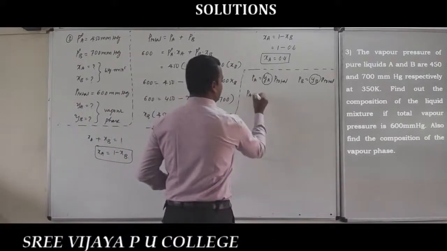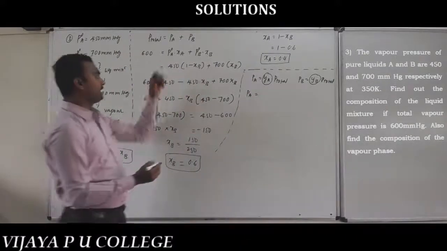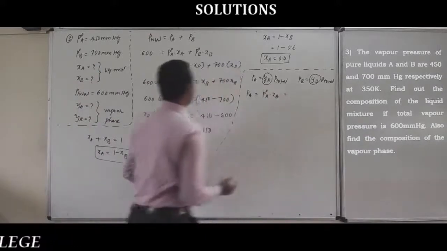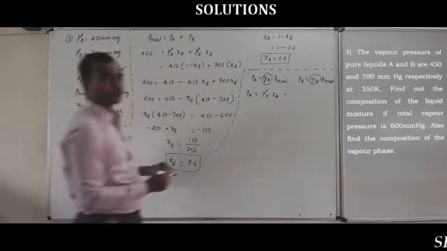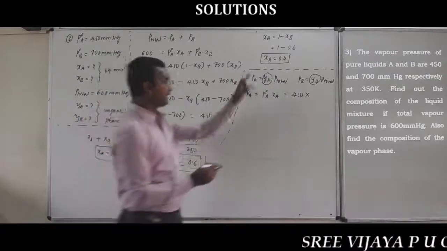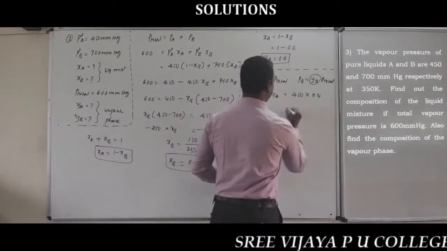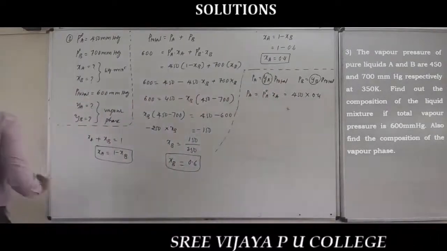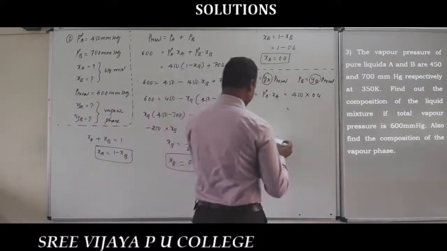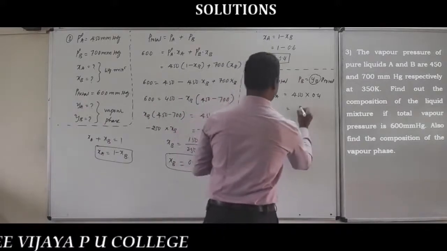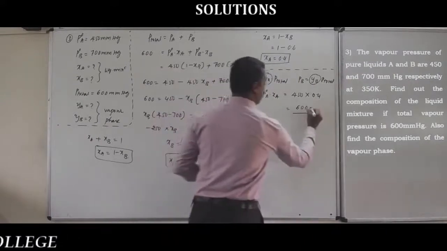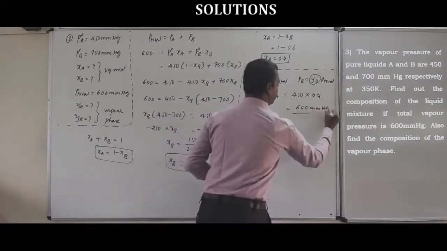So PA is equal to P0A into XA. What is the value of P0A? P0A is given, that is 450 mm mercury, and XA we calculated, XA is equal to 0.4. So what is the value of PA? PA is equal to 450 into 0.4, that is 180 mm mercury.